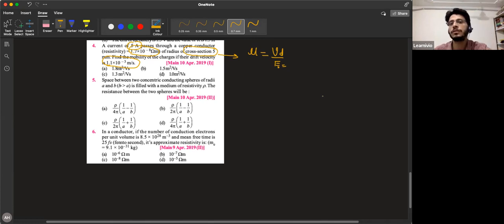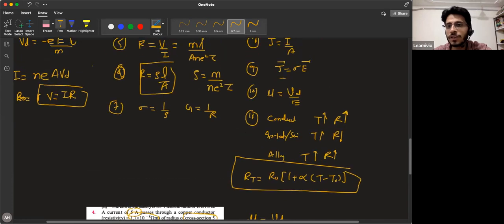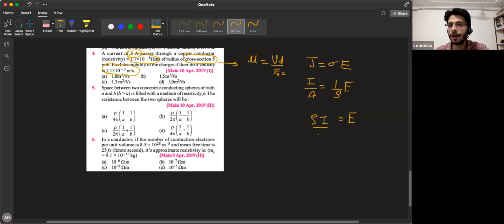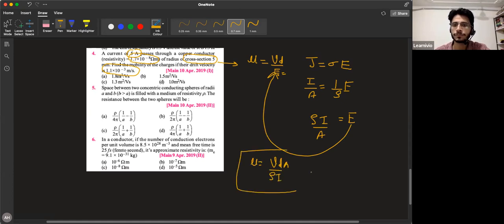No. See, this is the expression: J is equal to sigma E. What is J? J is nothing but current per unit area, it's current by area. What is sigma? It's 1 by rho. What is the electric field? It's E. So E is rho I by A. You put the value of the electric field here. So mobility will become Vd by rho I by A. Is it clear?